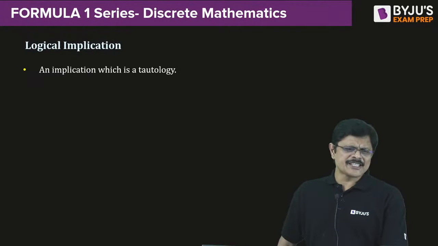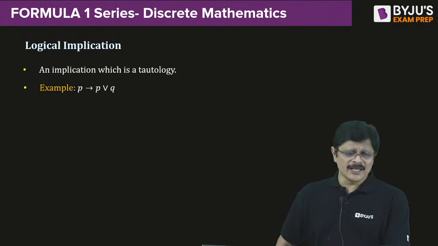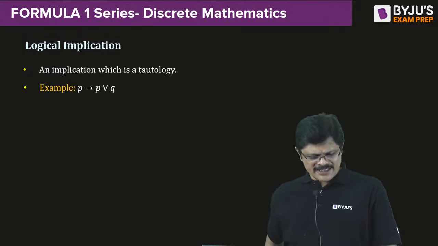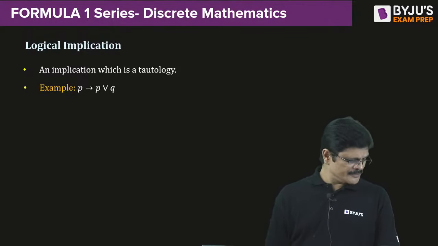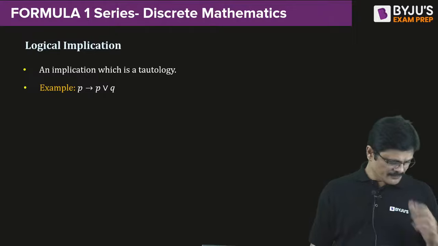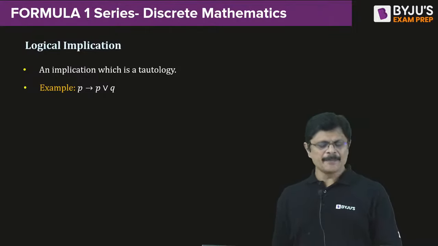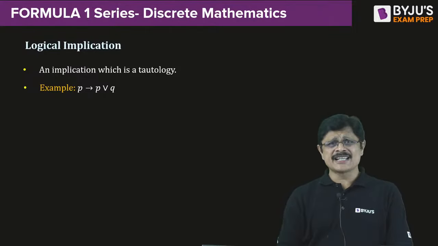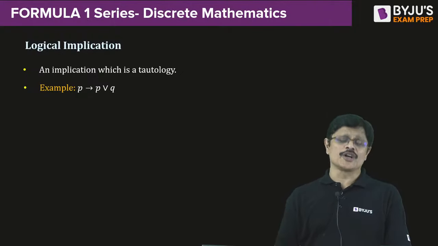An implication which is a tautology is called a logical implication. And this is an example for this: P implies P or Q.